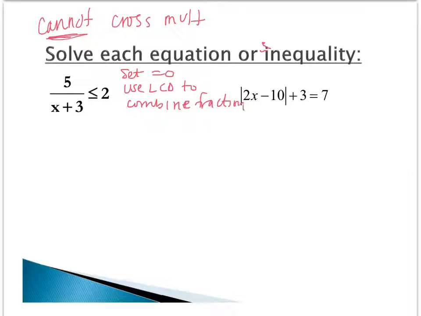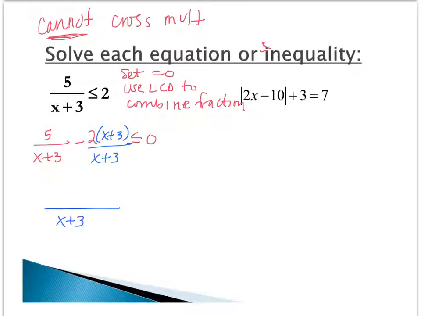And then after we've done that, we go ahead and find our critical values. So here I'm going to subtract 2. And then in order to make these fractions able to be combined, I'm going to multiply it by x plus 3 over x plus 3, so we have like denominators. So now everything is over x plus 3, and my numerator is 5 minus 2x minus 6, which gives me negative 2x minus 1 over x plus 3, less than or equal to 0.